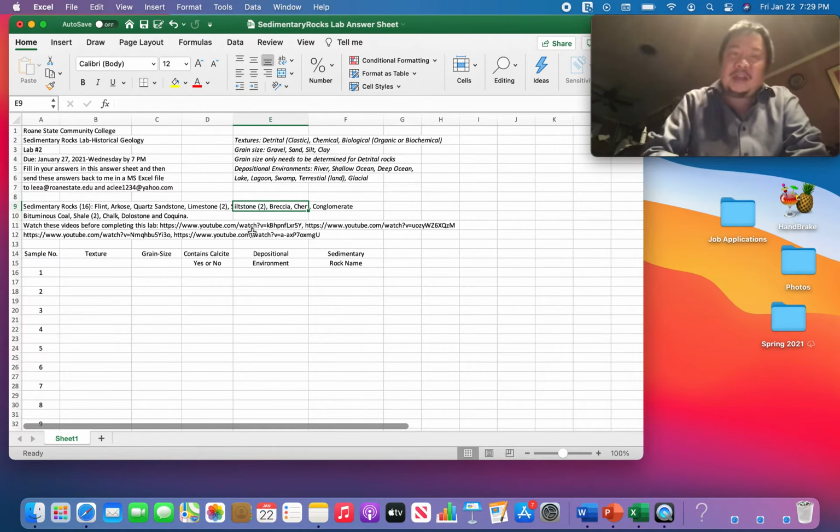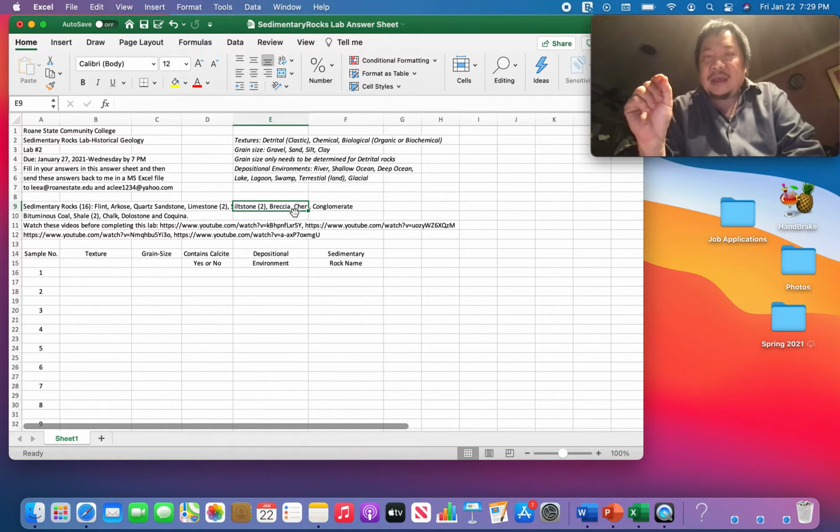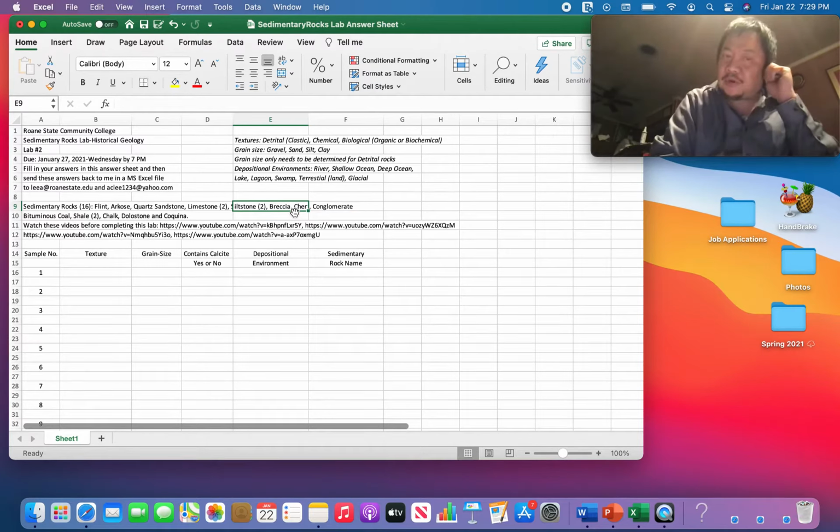Next one I'll give you a hint about is Breccia, B-R-E-C-C-I-A. Breccia has angular or jagged pebbles in it. Doesn't matter what color those pebbles are. If they're angular and jagged, it's a Breccia. And you can look at pictures of Breccia in your lab manual, in your textbook, or online.